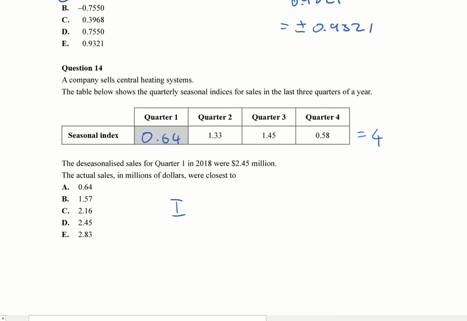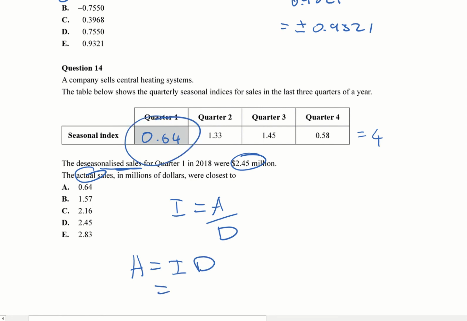Because what you need to do is you've got your seasonal index equal to your actual value over the deseasonalized value, and you're being told the deseasonalized sales were 2.545 million. So if I rearrange this, I want the actual sales, so A equals SI times D. That means 0.64 times 2.45 is going to equal 1.57. So your answer would be B.